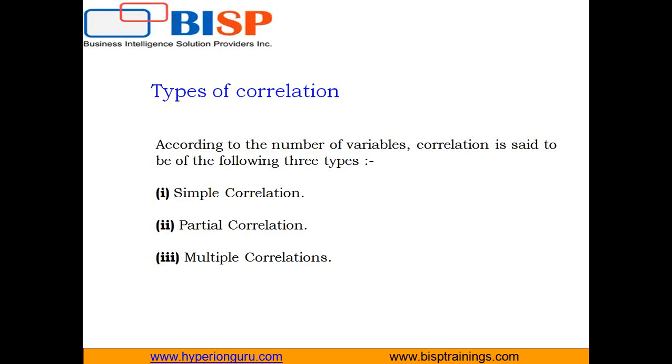The second is the partial correlation. If in the given problem more than two variables are involved, and of these variables we study the relationship between only two variables, keeping the other variables constant, correlation is said to be partial. It is because the effect of other variables is assumed to be constant.